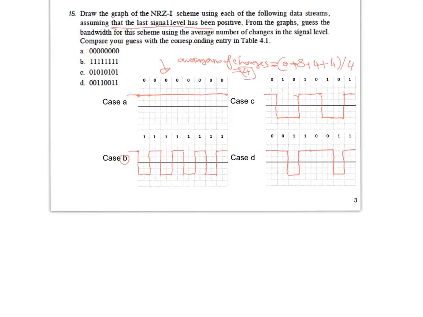The average bandwidth in that case: if we have an average number of changes equal to 4 with respect to 8 bits, so we have on average 4 changes for each 8 bits times n, it's equal to half n. Of course, this value matches the value that we calculated in class for the average number of changes, which is half.